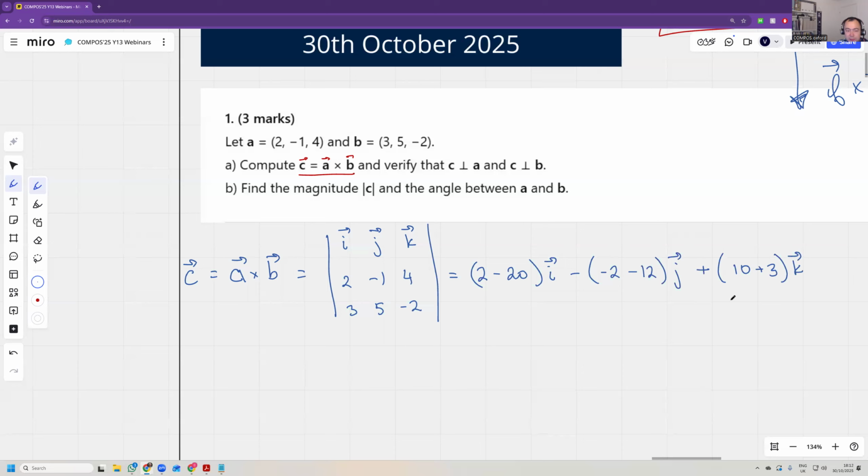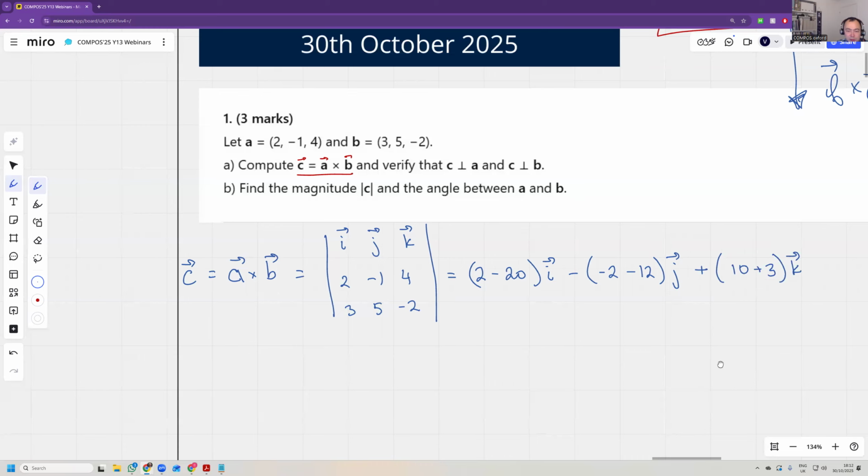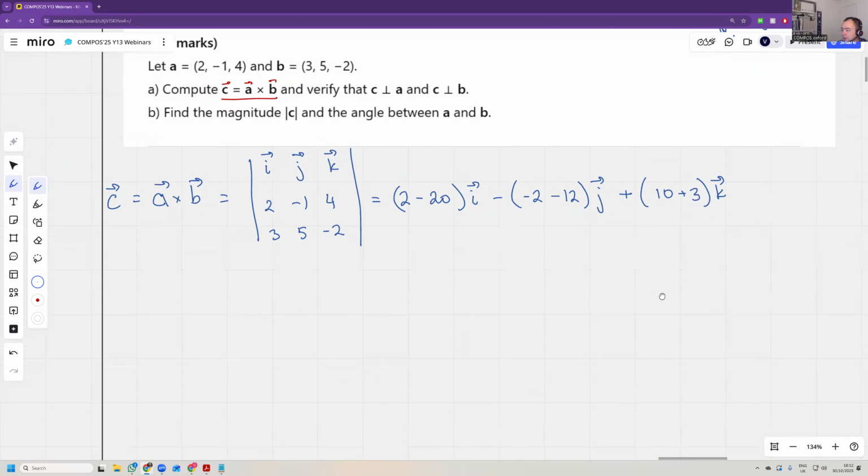Does everyone understand what I just did? Please let me know. Thank you. All right. And Ines, I know you just joined, but what do you think? Not quite. Do you know how to find the determinant of a 2 by 2 matrix?